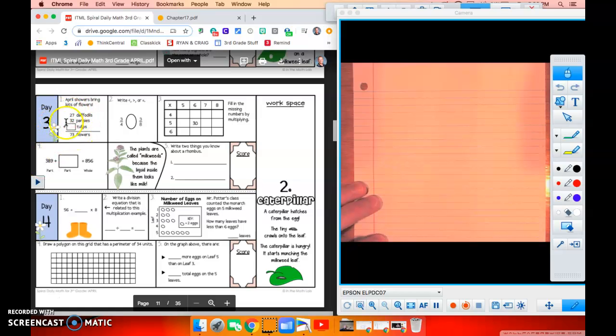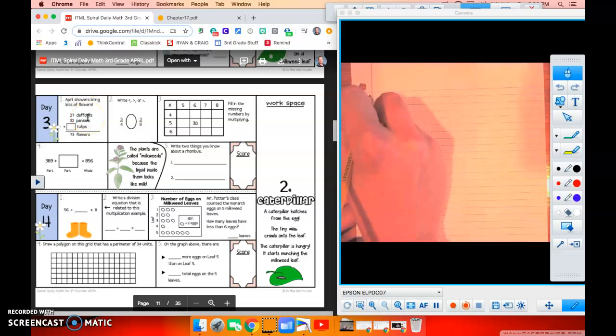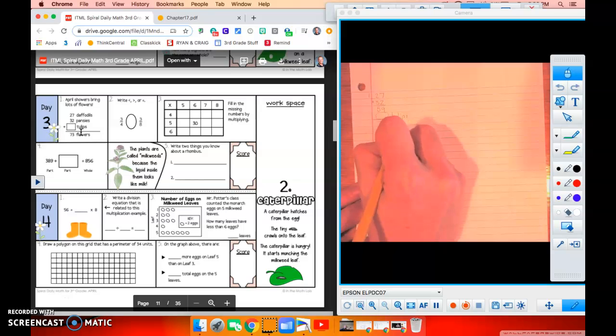So in order to figure this out, I think we really should figure out how many daffodils and pansies we have. So let's add together our 27 and our 32, okay? And 7 plus 2 is 9, 2 plus 3 is 5. So we have 59 flowers plus some tulips. And that gives us a total of 73 flowers altogether, okay?